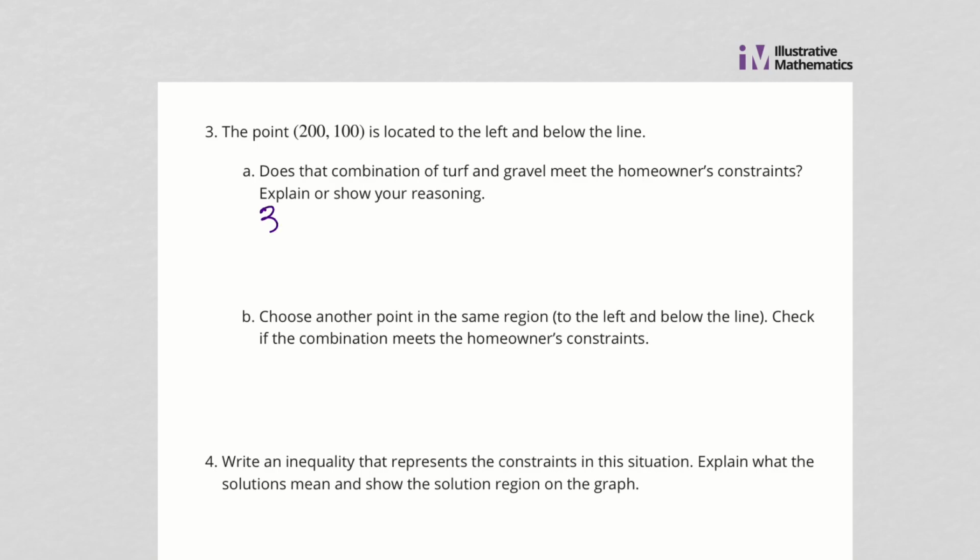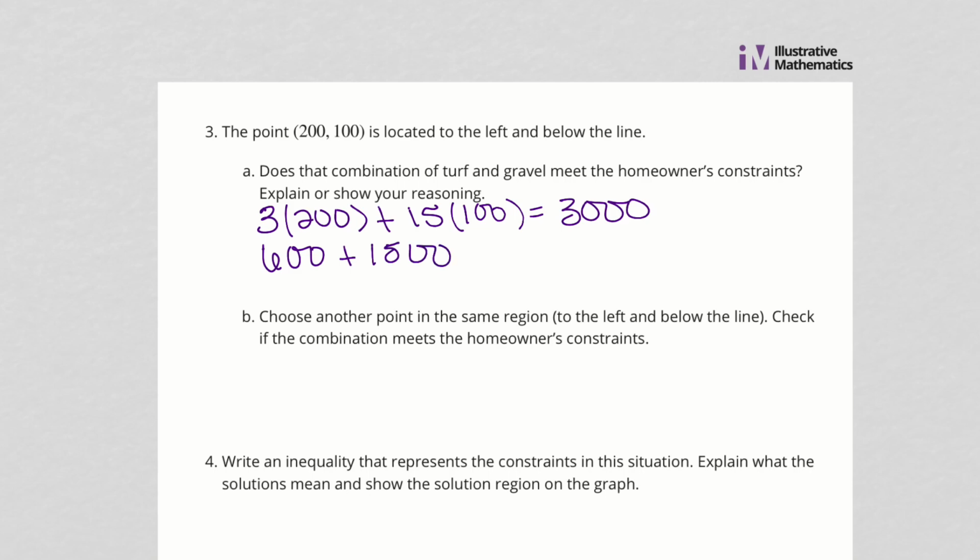So we had 3 times 200 plus 15 times 100 equals 3,000. So we're going to get 600 plus, let's see here, 1,500. We add those together, we're going to get 2,100. Is this a true equation? Is 2,100 equal to 3,000?